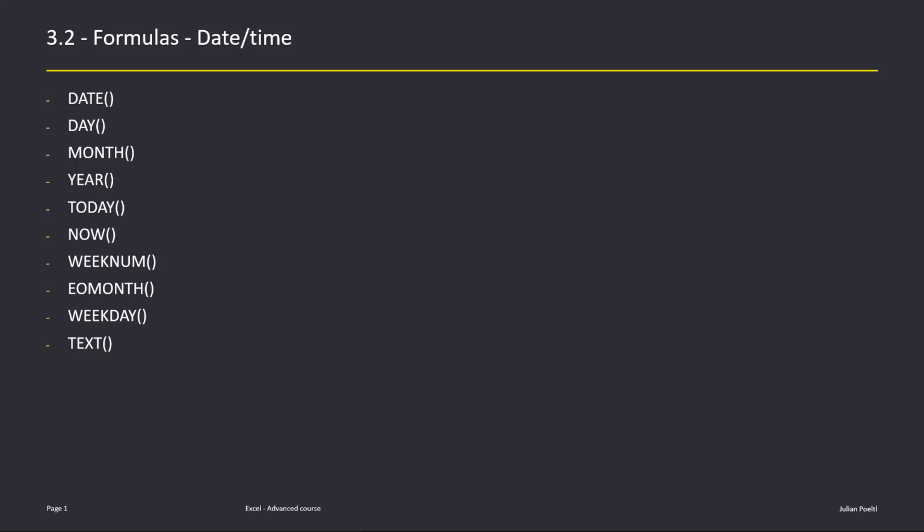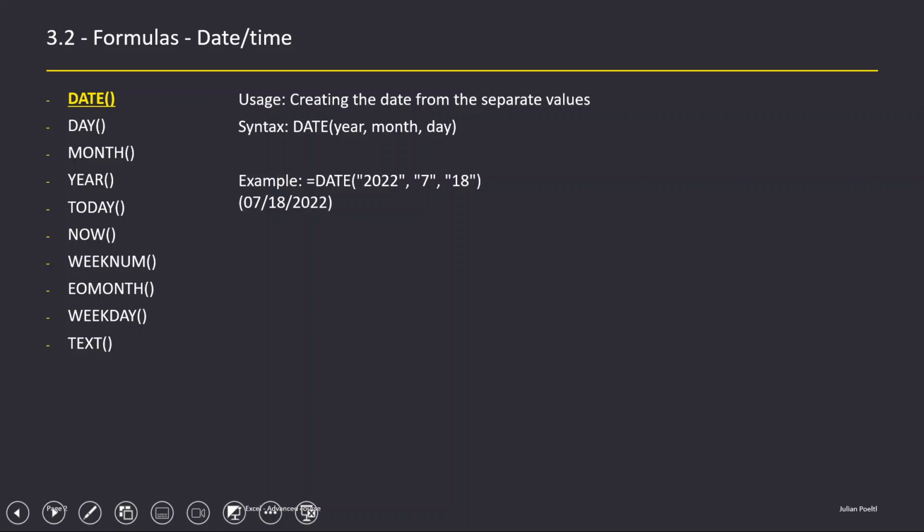So today we are talking about date and time formulas, so everything around these two topics. With the DATE formula, you can create a date from the separate values of year, month, and day. And here you only need to input them directly, hard-coded, or by reference to another cell.